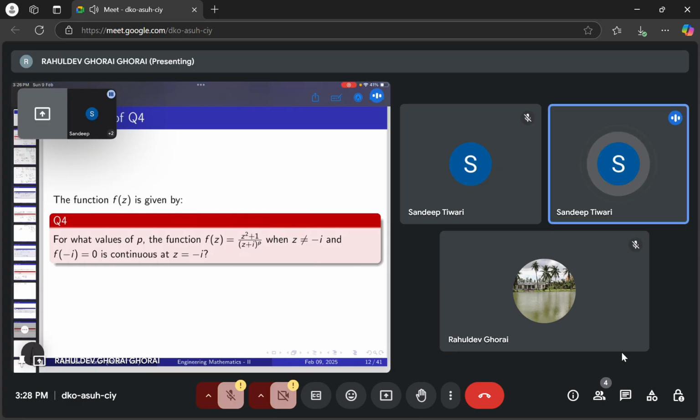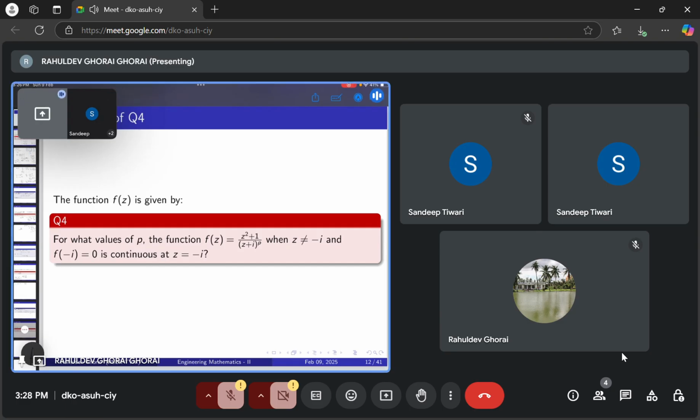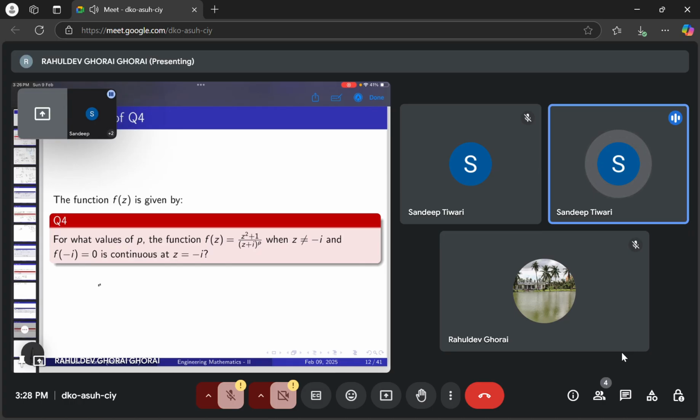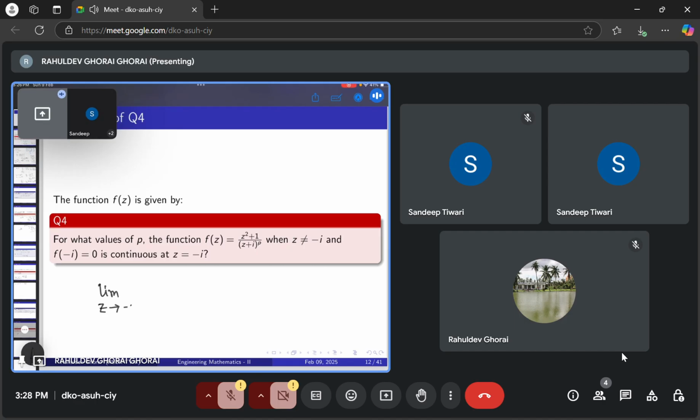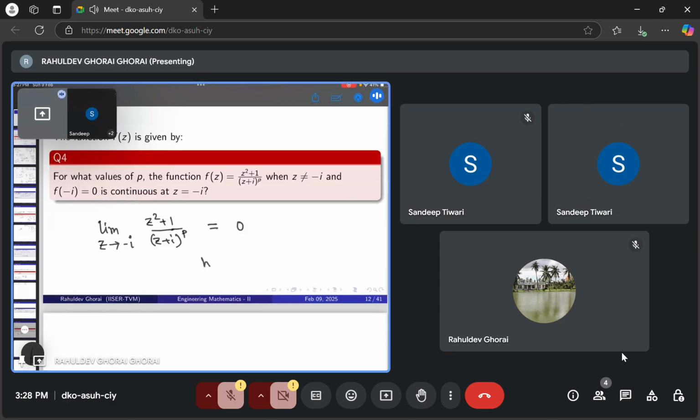So p less than 0. P less than 0. Yes, sir. I don't think it told me what you did tell me. Sir, for continuity, the limit should be equal to the value of the function at that point. Yes. Limit z tends to minus i of (z square plus 1) over (z plus i) to the power p has to be equal to 0, right? Yes, sir. So it has to be, for continuity.